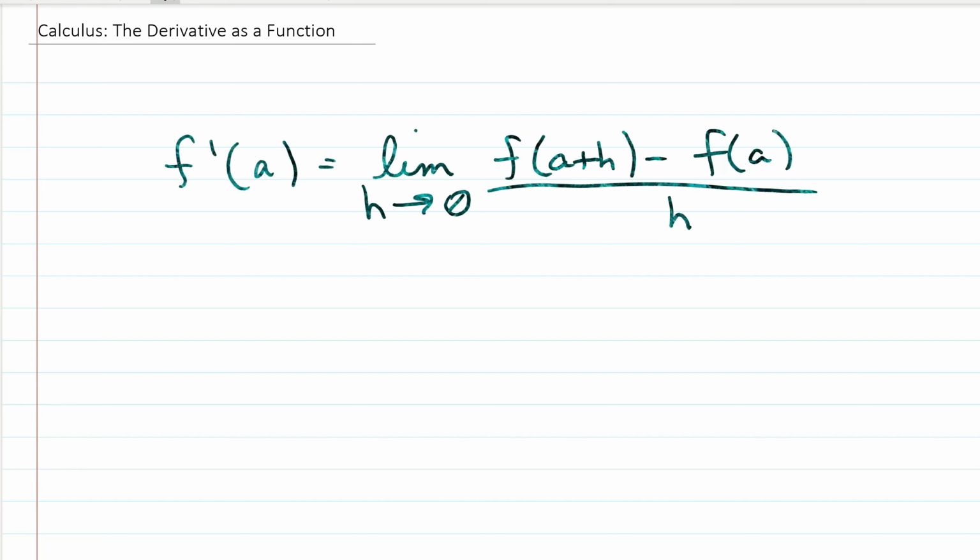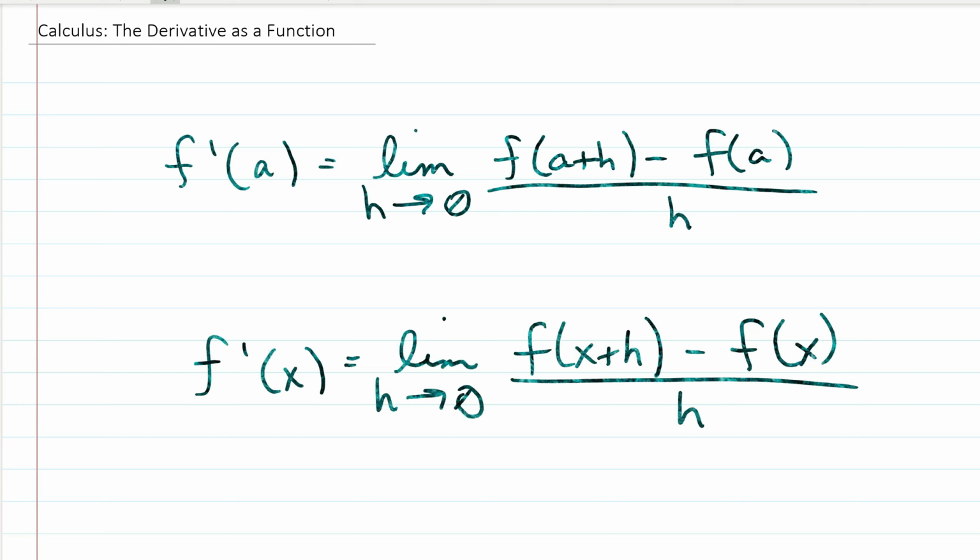In this mini lecture, we're going to talk about the derivative as a function. So we've been looking at in the past how we considered the derivative of a function f at a fixed number a, using the formula f prime of a equals the limit as h approaches 0 of f of a plus h minus f of a over h.